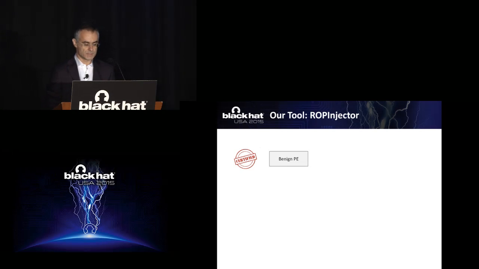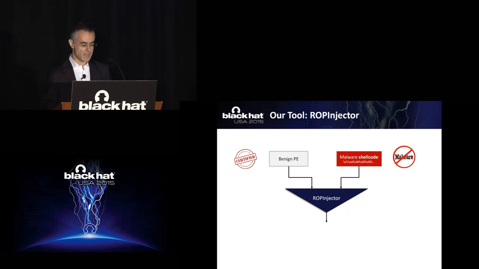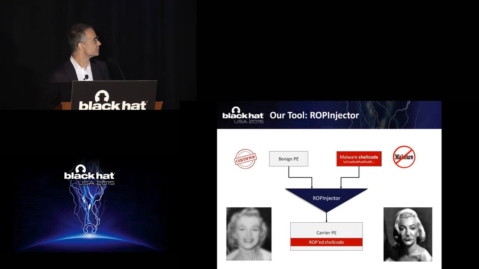Our tool takes a benign portable executable and a well-known malware, transforms the benign portable executable, and includes the malware within it, and we're not so sure if it is Merlin or if it's Albert.